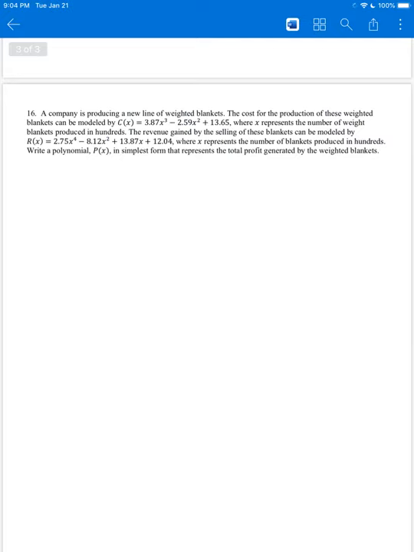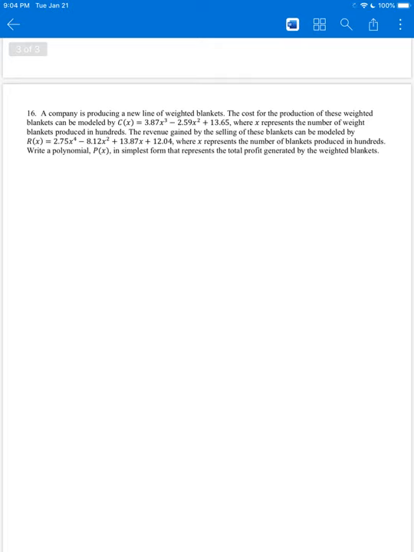And the last question on here. A company is producing a new line of weighted blankets. The cost for the production of the weighted blankets is C of x. x represents the number of weighted blankets produced in hundreds. And then the revenue is R of x. And x, again, is the number of blankets produced in hundreds. Write a polynomial P of x that represents the total profit generated by the blankets.